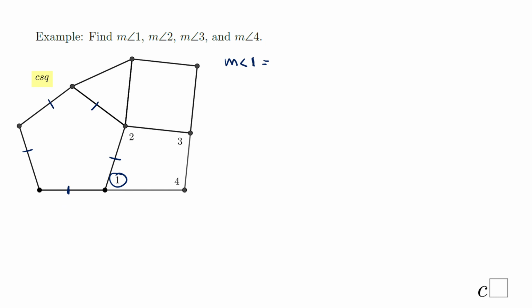So how are we going to find that? It's just simply 360 divided by n. In this case, n, like I said, is 5 because we have 5 sides. So we have 360 divided by 5, and that will be 72 degrees. So that is the measure of angle 1.